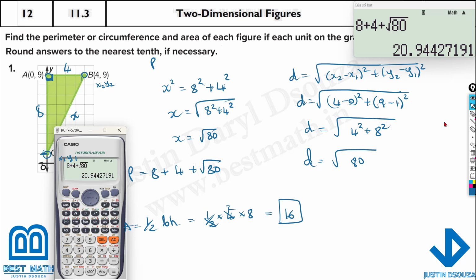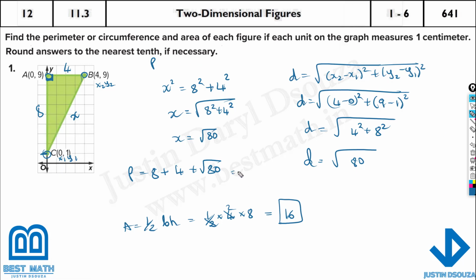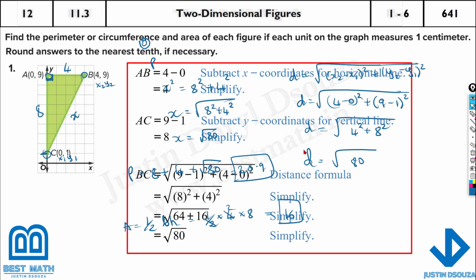Nearest tenth would be 9, so 20.9. Why do we do nearest tenth? Why do we do only one decimal point? Because they have told nearest tenth. Tenth has only one zero, so it's one digit after the decimal point. It should be 20.9 and 16. That will be the final answers.